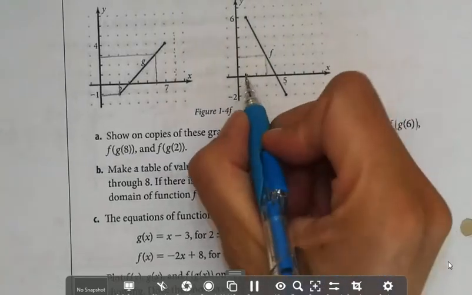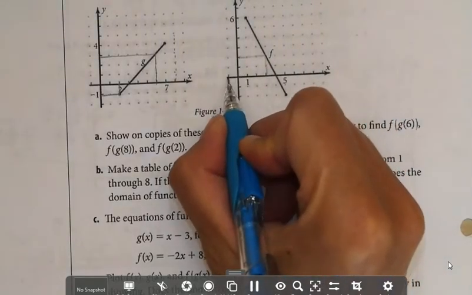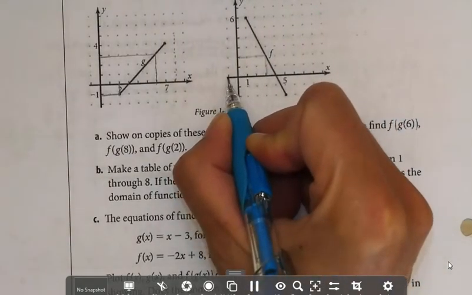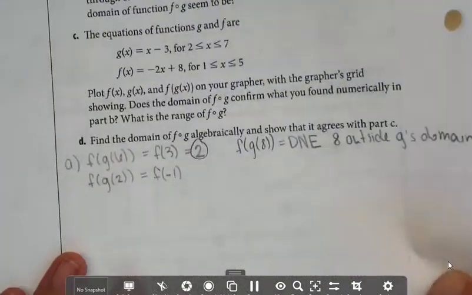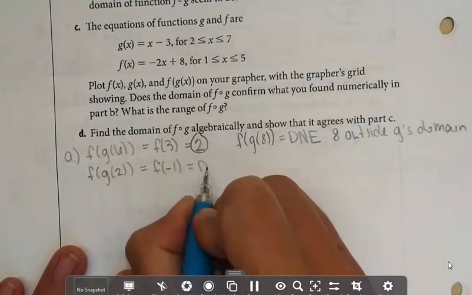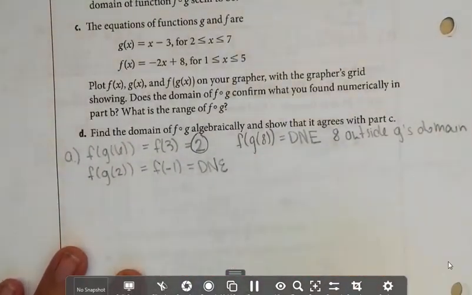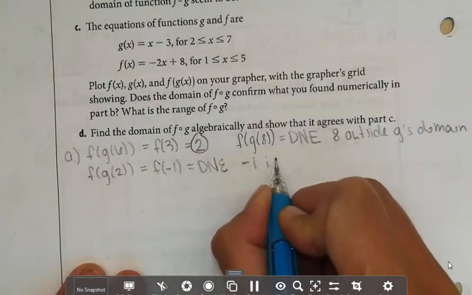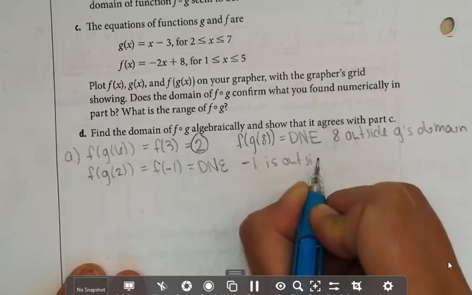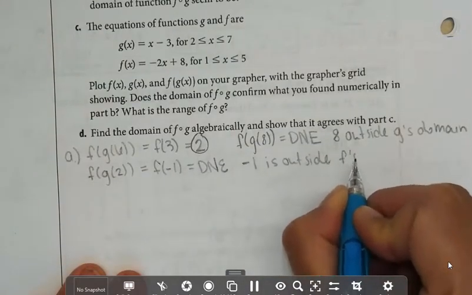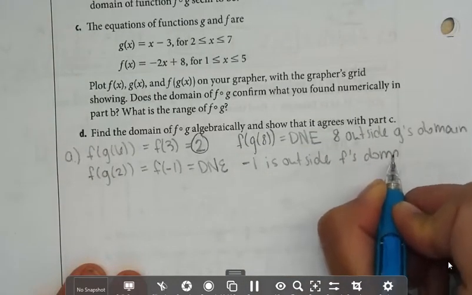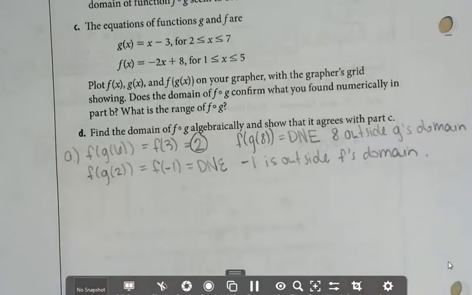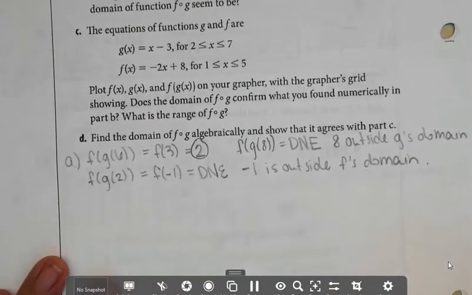So let's see, negative 1, is that in the domain of f? Okay, so this is another one that does not exist, and the reason for that is that negative 1 is outside f's domain. Okay, so A is done.